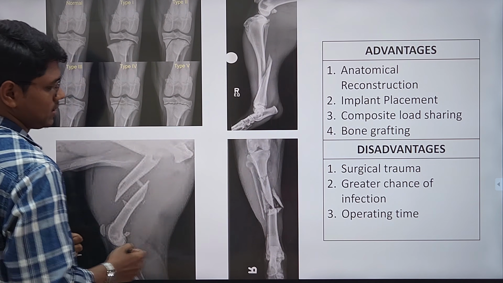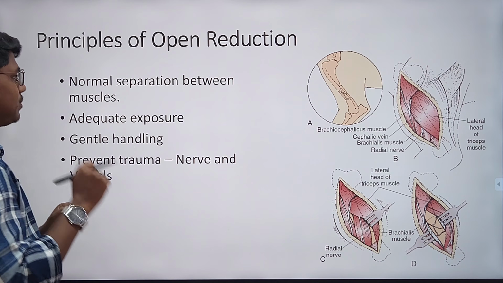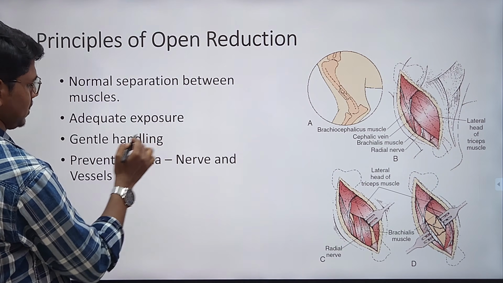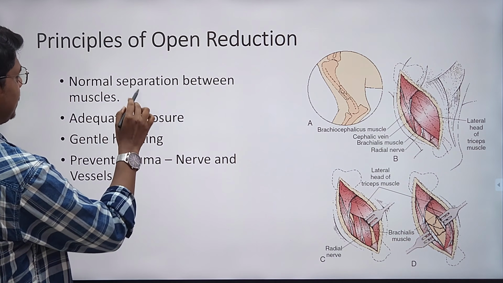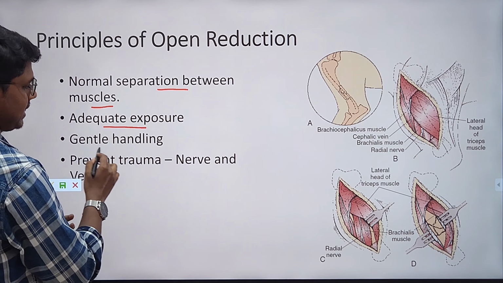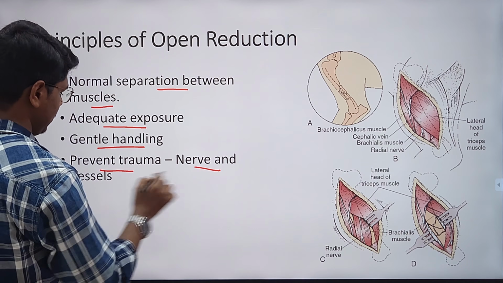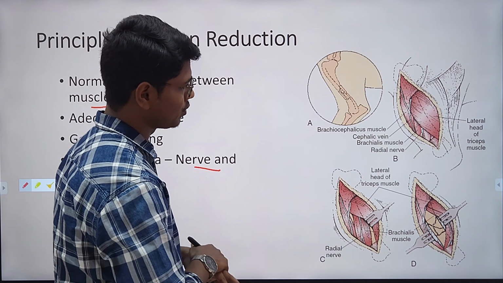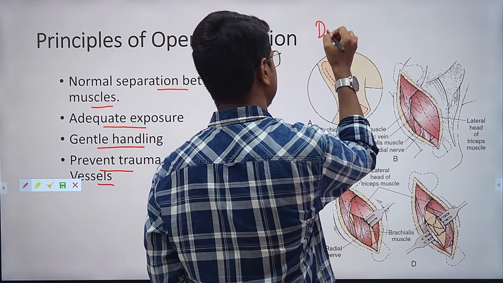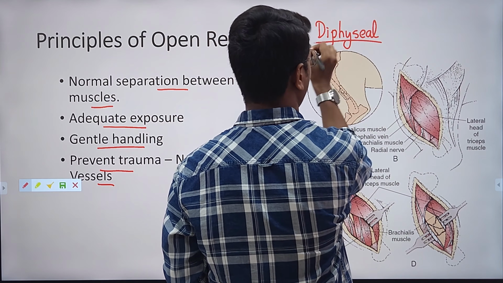For this open reduction method, there are some basic principles. What are those principles? The first one is normal separation between these muscles. We'll see an example. Then adequate exposure, gentle handling, and preventing trauma, especially to the nerve and vasculatures. The best example we can see is the approach to the humerus, when there is a diaphyseal fracture of the humerus.